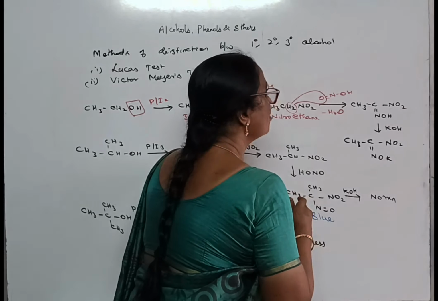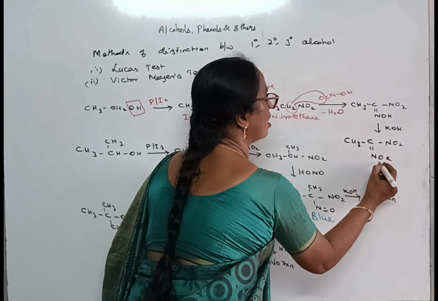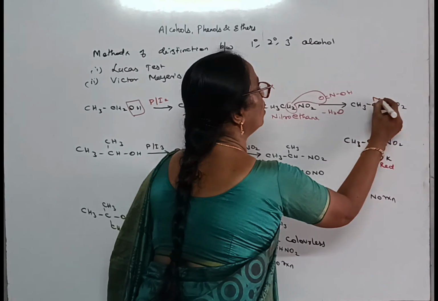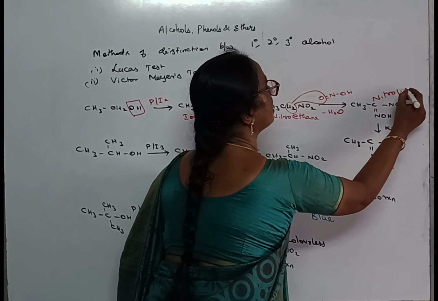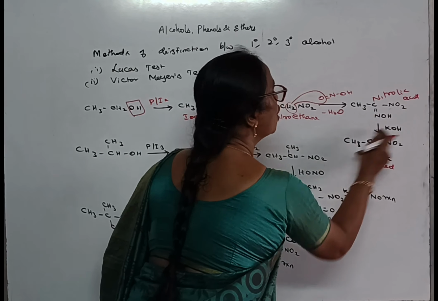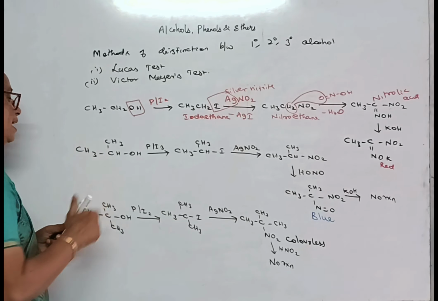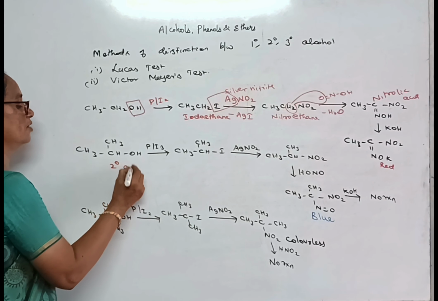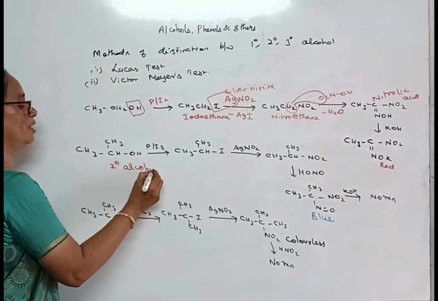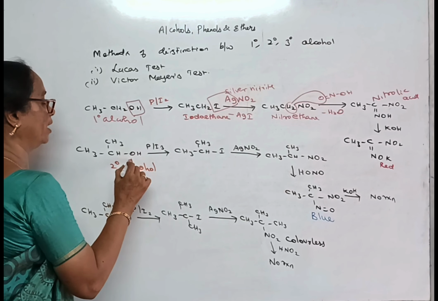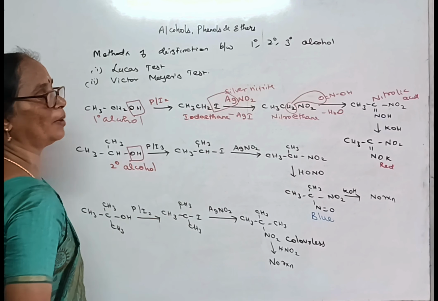So this is the salt of nitrolic acid; the previous compound formed is nitrolic acid. This nitrolic acid on treatment with potassium hydroxide gives red color. Let us take the secondary alcohol. The first one is primary alcohol. This is secondary alcohol. When it is also treated with phosphorus and iodine, the OH is substituted by iodine.